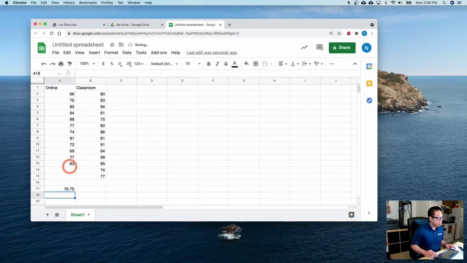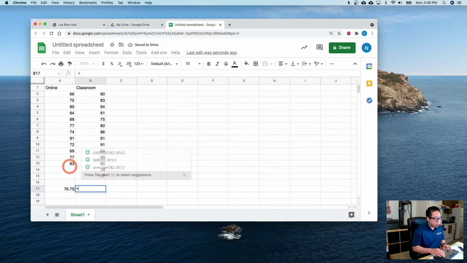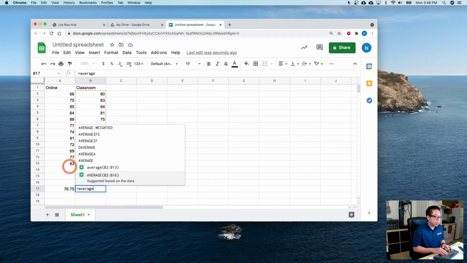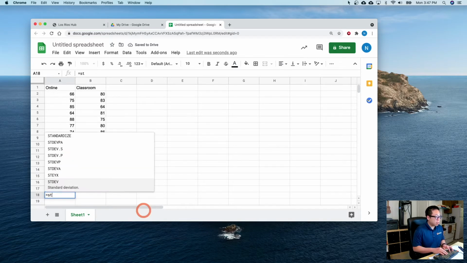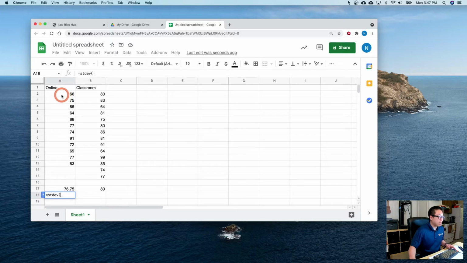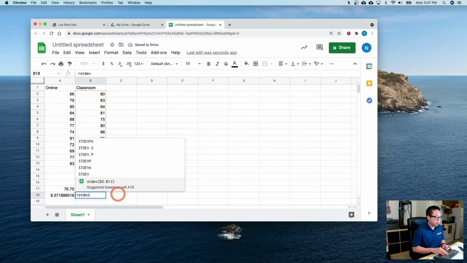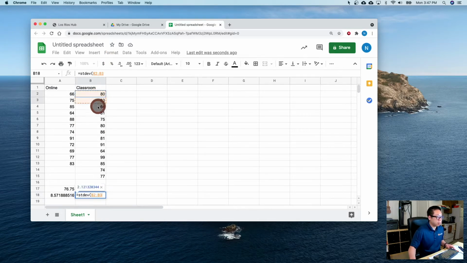Hit enter. For the classroom, same thing, equals AVERAGE, parentheses, highlight the classroom numbers. Those are the means. To find a standard deviation, equals STDEV, parentheses, highlight the online numbers. And then for the classroom numbers, equals STDEV, parentheses, highlight the classroom numbers. Those are my means and standard deviations. Let me go back and copy these down.